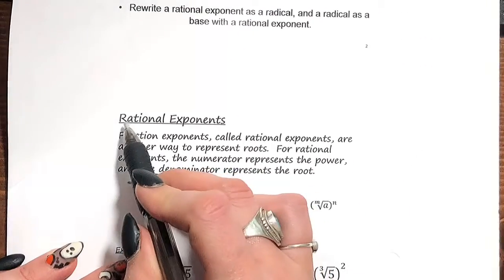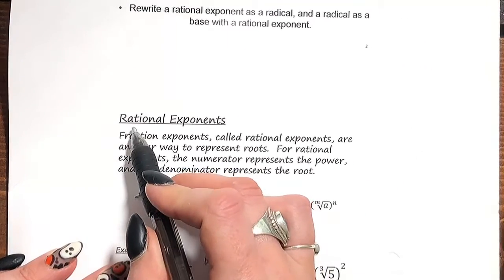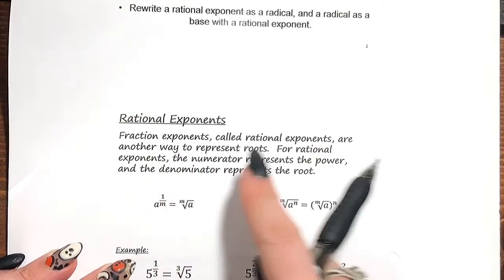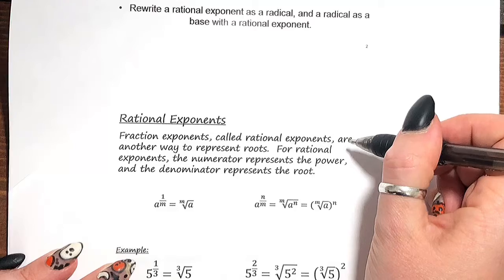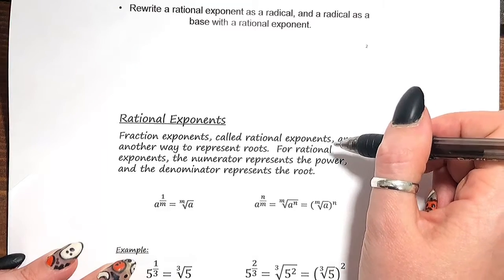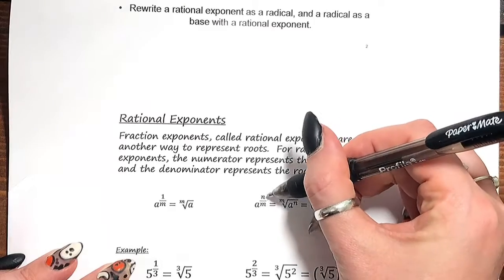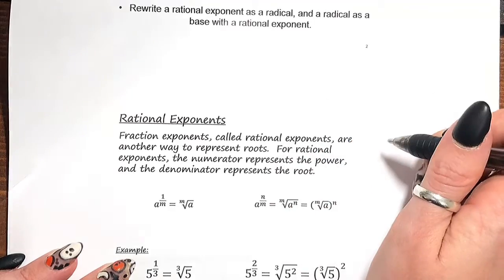So the word rational, if you look at it, has the word ratio inside of it, which means a fraction. So fraction exponents are called rational exponents, and they are just another way to write your roots. So instead of writing it in a root format, you can actually write it as an exponent.